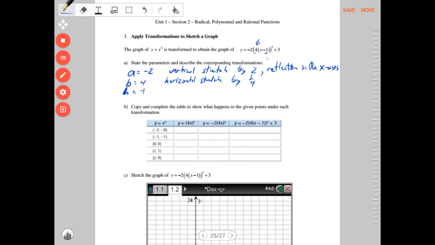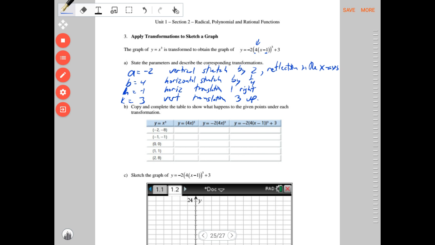It does matter that it goes 1 to the right, so that's a horizontal translation 1 to the right. And then, of course, the K value is 3, so that is a vertical translation, and that is 3 up. Awesome. So that is what the parameters are and the transformations.